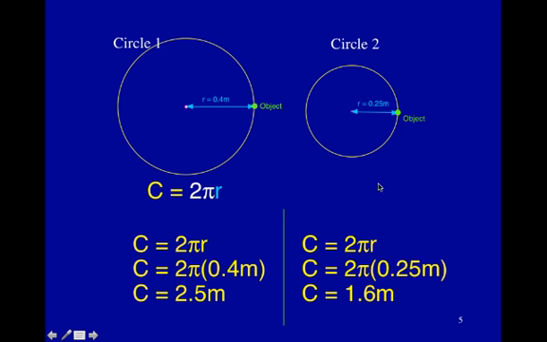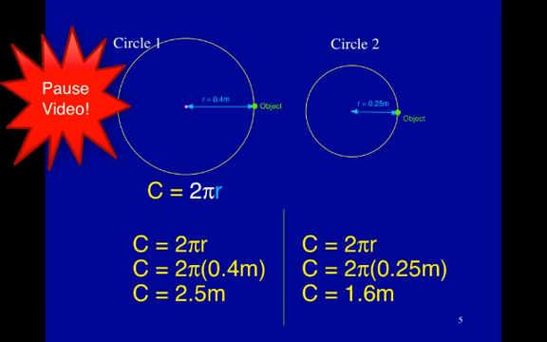And circle number 2 right here, same process. It has a smaller radius, and therefore after plugging in, you will get a smaller circumference, have less distance to go around. Pause and note these calculations in your notes.